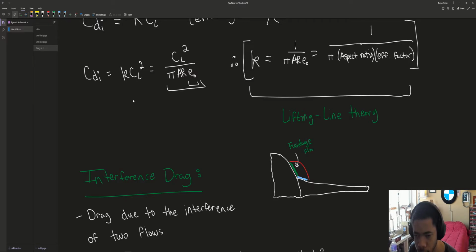Fuselage flow. Wing flow. Interference area. Now, a lot of the times whenever we talk about the association between the wing root and the body, the general term for it is the wing body.